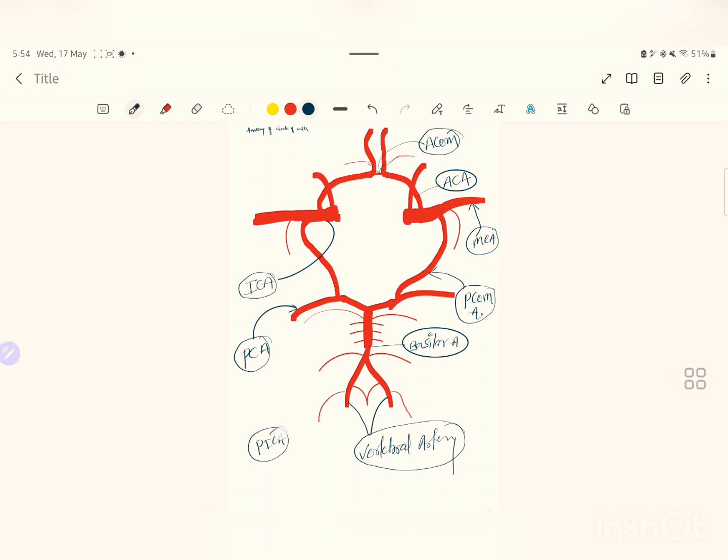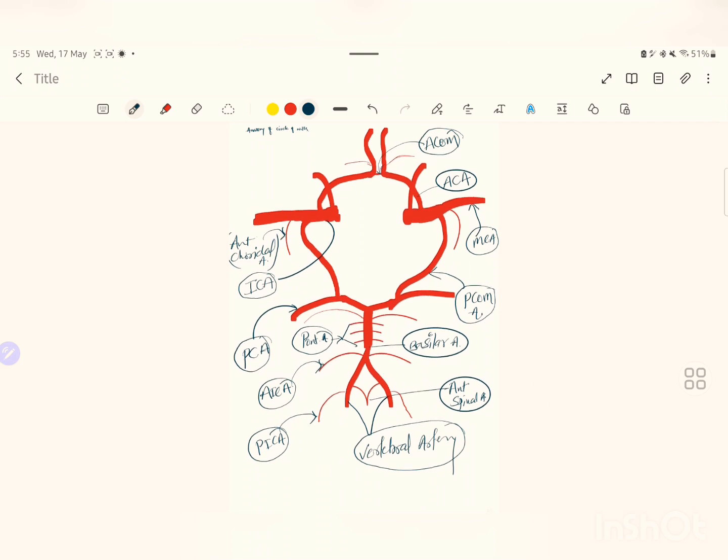This is a PICA, posterior inferior cerebellar artery. It usually arises from the vertebral artery, but sometimes it may arise from the basilar artery also. This is the anterior spinal artery. Two anterior spinal arteries join to form a single anterior spinal artery, which runs on the anterior surface of the spinal cord and supplies the anterior two-thirds of the spinal cord. This is a pontine artery. These are multiple, 2 to 3 in number, arising from the basilar artery and supply the ventral and lateral surface of the pons. This is an anterior choroidal artery arising from the internal carotid artery.